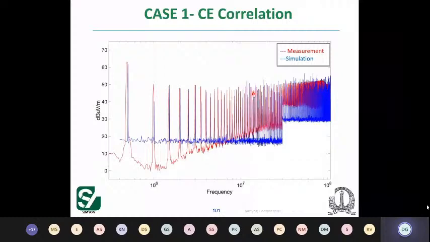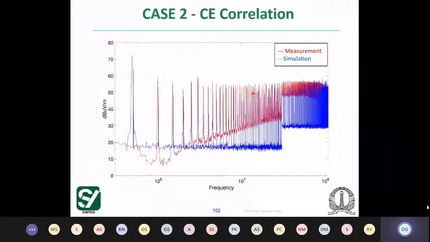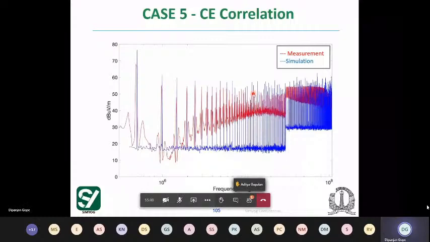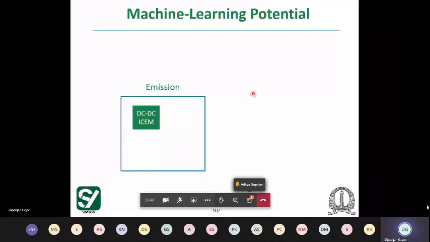These are obviously different cases that we have to study in order to actually know that your model is working at the different conditions, right? So that brings me to my last slide, right? Where is the potential for machine learning in such a field like EMC? I think it's a huge potential.